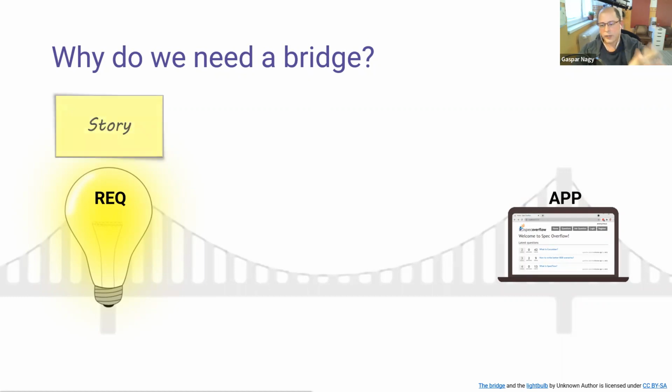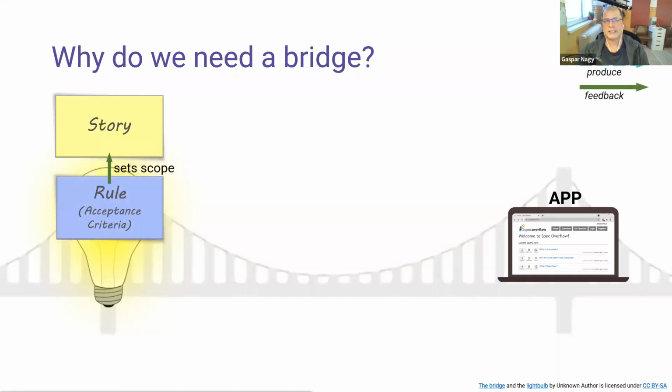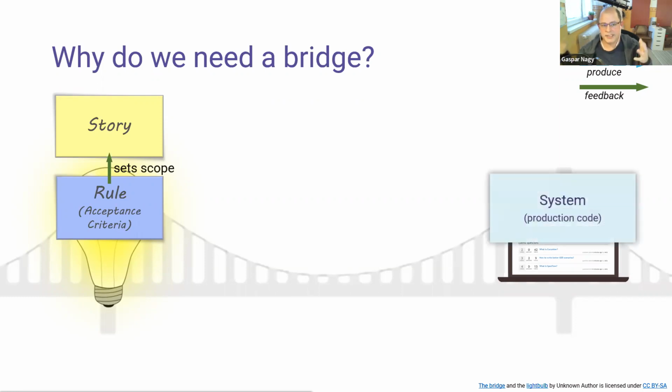So let's try to put those things that we have seen so far in the diagram. The user story is definitely on the requirement side, and the rules, these acceptance criteria, which set the scope, that's what we said, are obviously also on the requirement side. So these are the core input from the requirements point of view. On the application side, obviously the most important element is the production code, the system that we are building. That's what the developers are producing, hopefully based on the requirements, based on the rules.